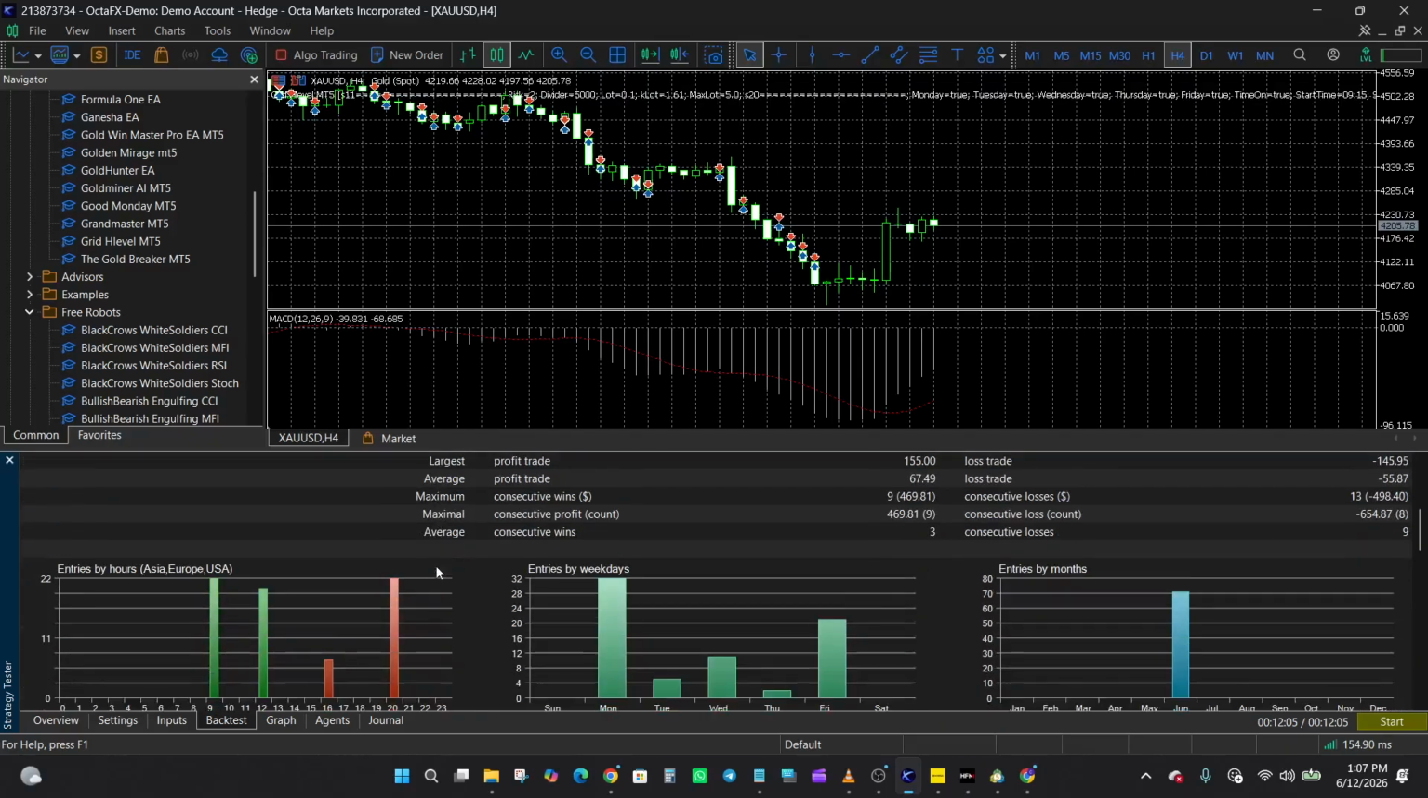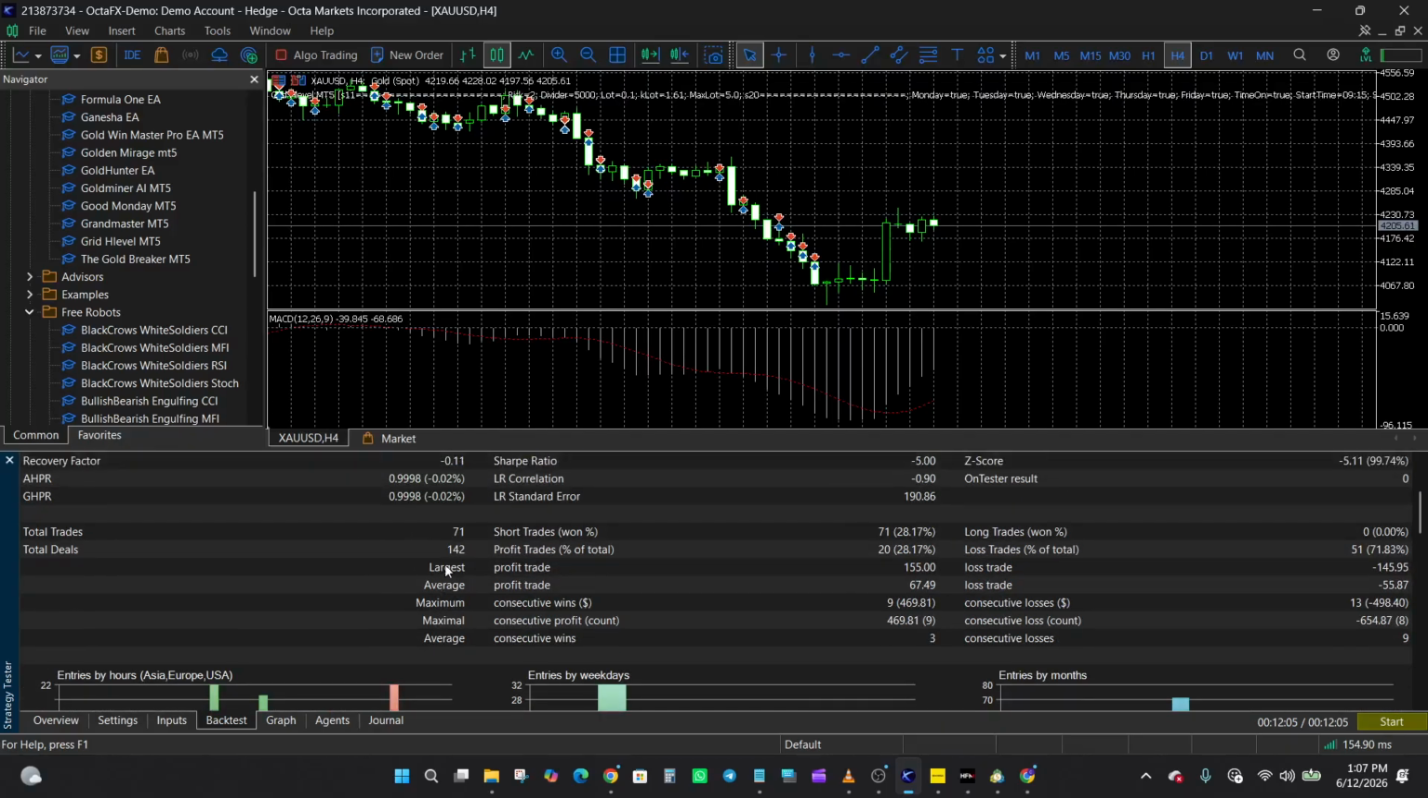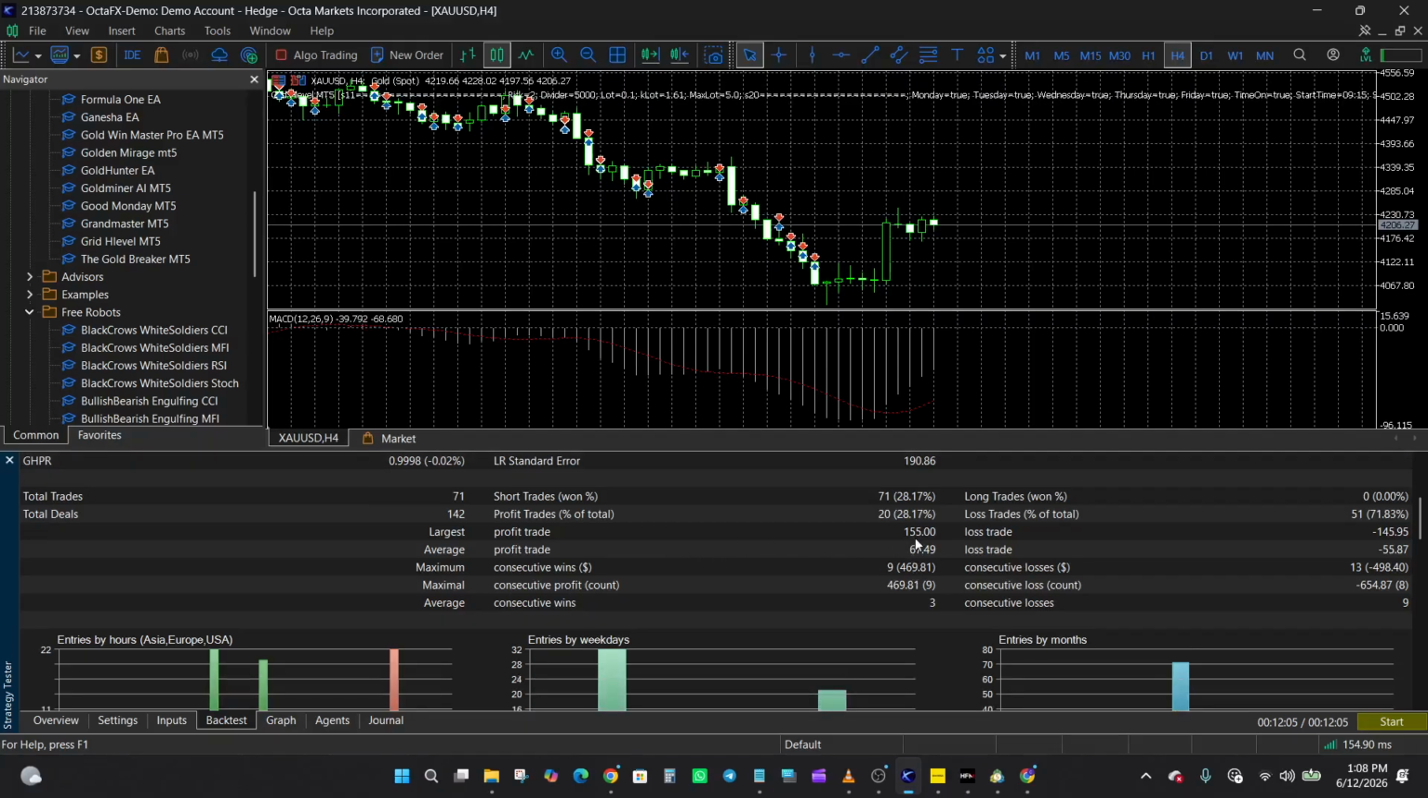So the total trades taken were 71, and out of those 71 trades, just 20 were profitable. So that gave us a 28.17% win rate. That's quite low. And then the largest profit was $155, while the largest loss was 145.95. The average profit was 67.49, and the average loss was 55.87.